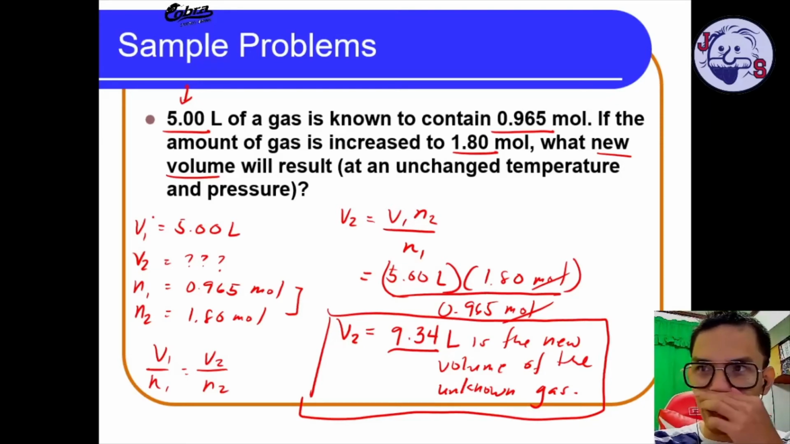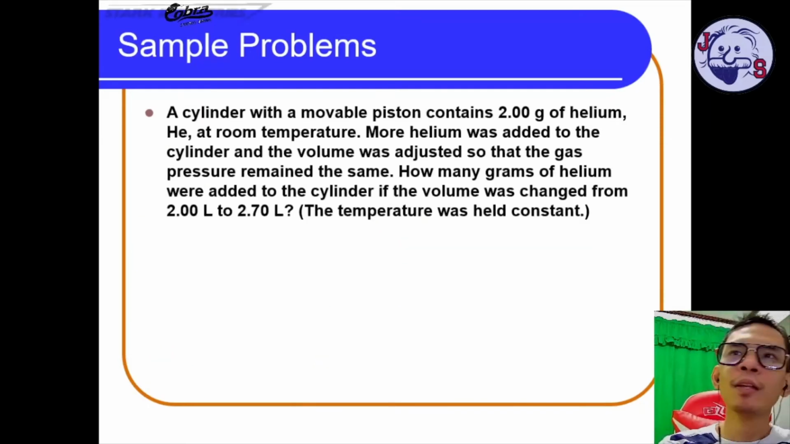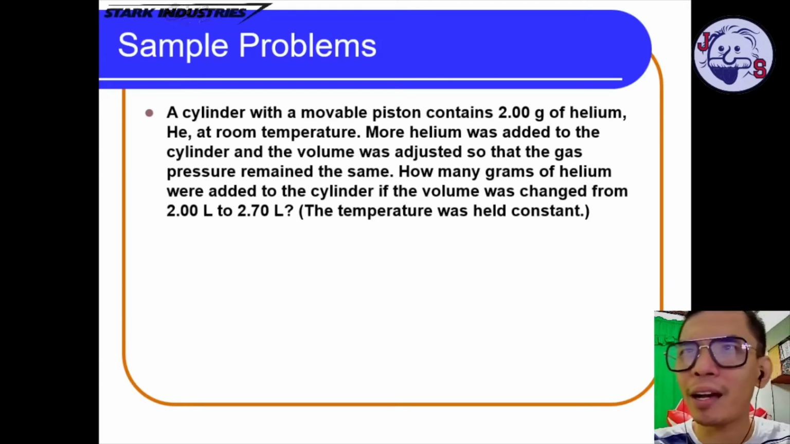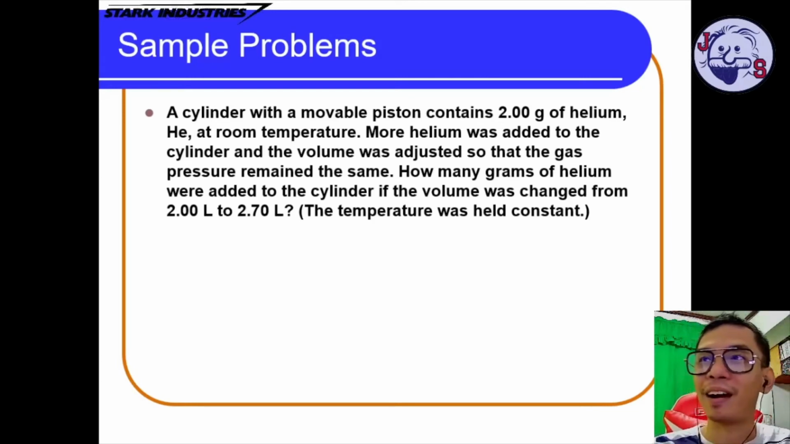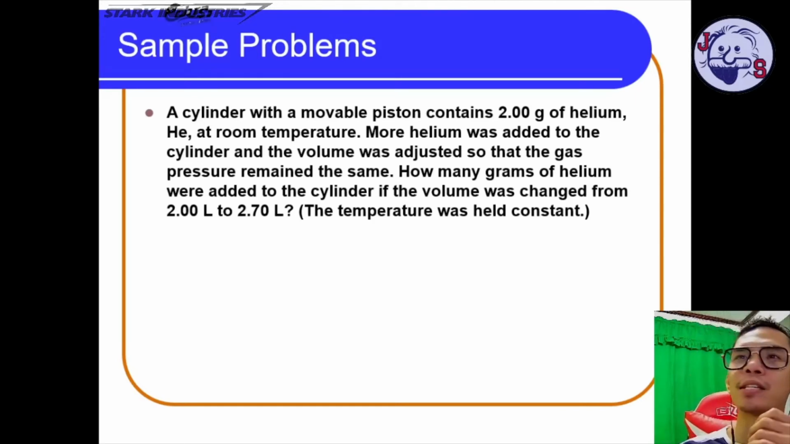Okay, next one. This is a very tricky problem. Aside from the very long statement, it has very tricky things up its sleeves. A cylinder with a movable piston contains 2.0 grams of helium.